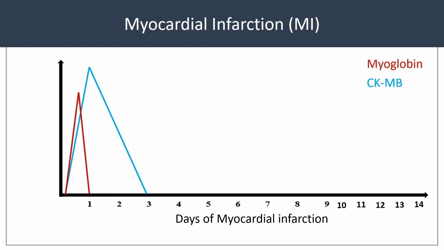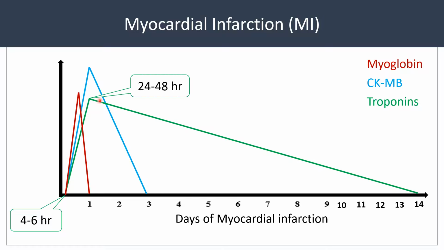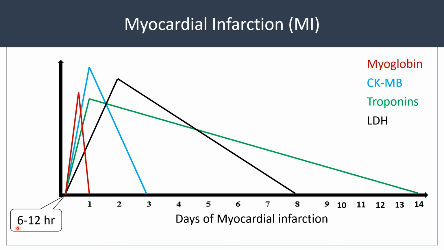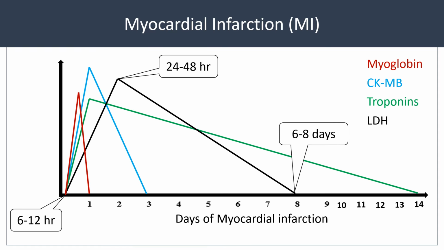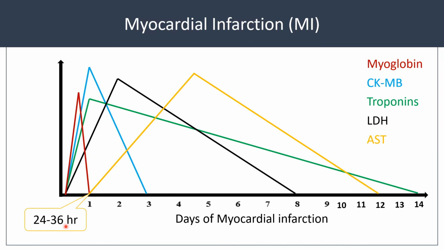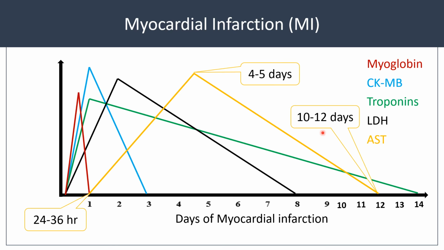Following CKMB, troponin will start appearing in the blood by 4 to 6 hours, it reaches the peak by 24 to 48 hours, and it will become normal by 8 to 14 days. Following troponin, LDH will start elevating by 6 to 12 hours, it reaches the peak by 24 to 48 hours, and it will become normal by 6 to 8 days. And the last one, AST will start appearing in the blood by 24 to 36 hours, it reaches the peak by 4 to 5 days, and it will become normal by 10 to 12 days.